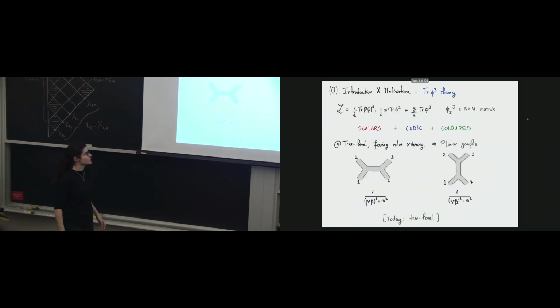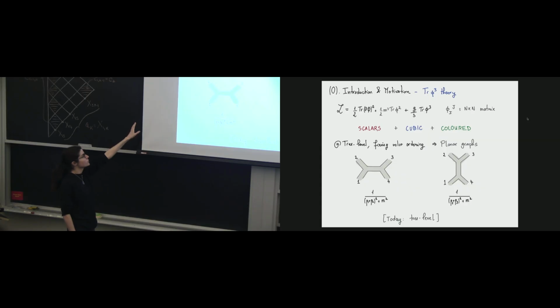Okay, so let's get started. The theory that I'll be talking about is trace phi cube theory. There's a kinetic term and a mass term, and it has a cubic interaction. The phi's are scalars, and they have cubic interaction with their colors, so they're N by N matrices.